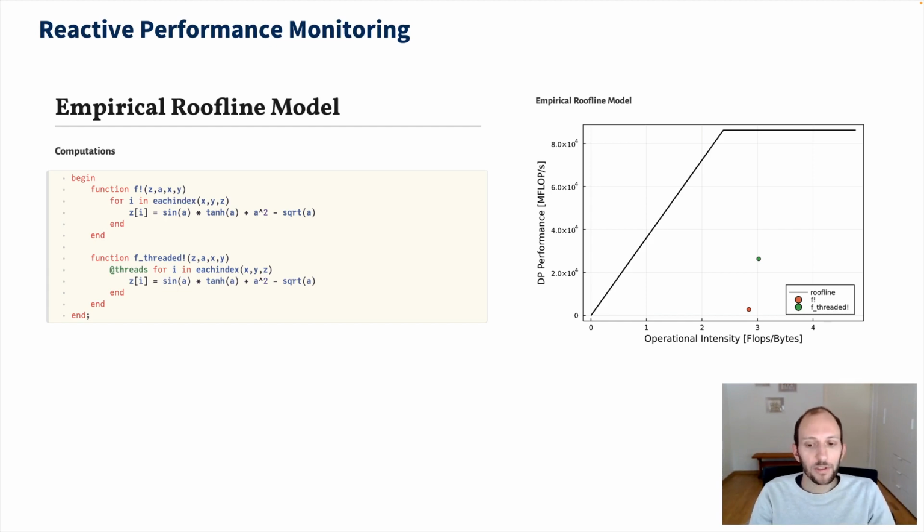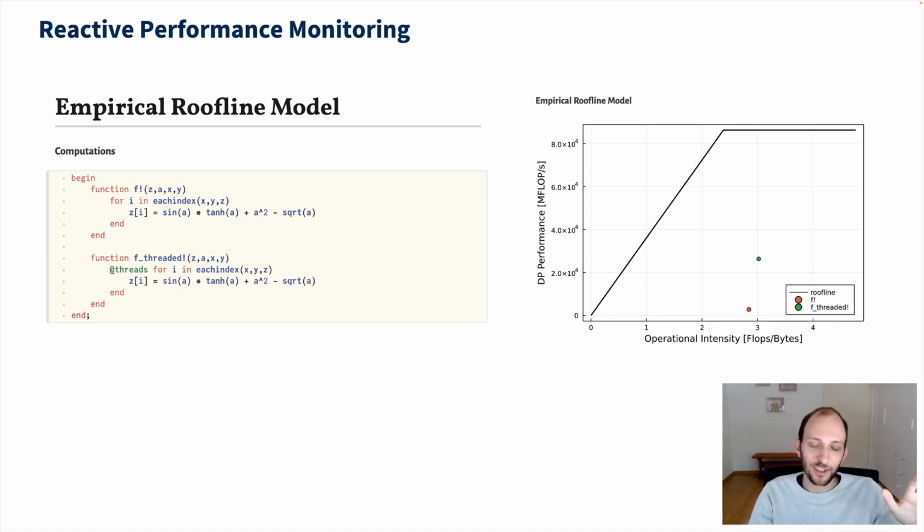So if you have a kernel, it might perform some floating point operations, and at the same time, it might transfer some bytes, for example, because it accesses some arrays or similar and has to read that data from memory. And the operational intensity is then the ratio of those two things. And that puts you either in the memory bound regime or in the compute bound regime.